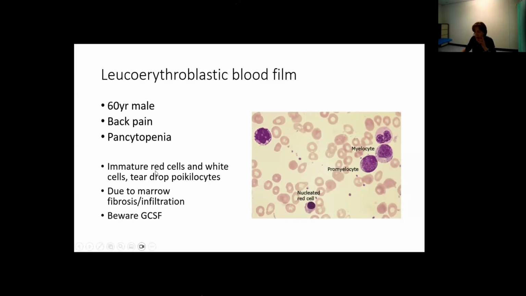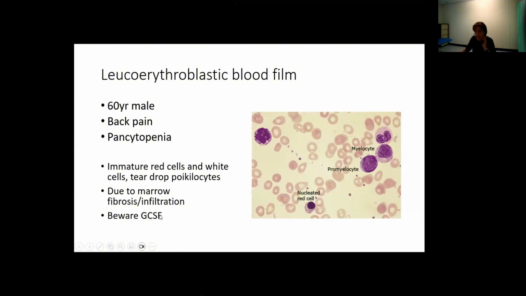If you get that combination with the teardrop red cells as well, it suggests that the marrow is struggling. So the marrow is either struggling because it is full of something that shouldn't be there, so metastatic cancer is one of the causes, or there's scar tissue, there's fibrosis in the bone marrow.